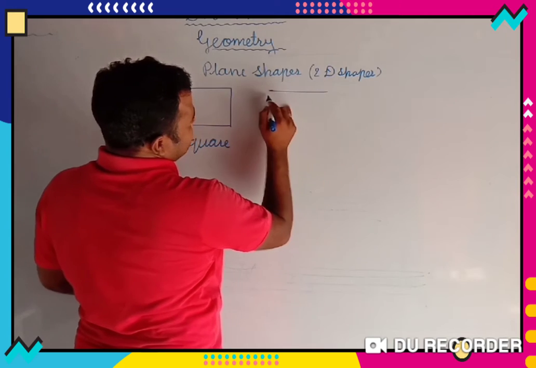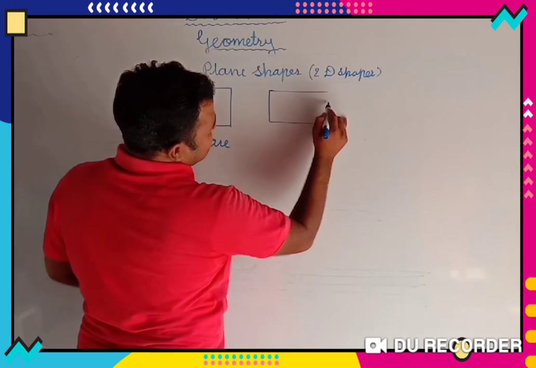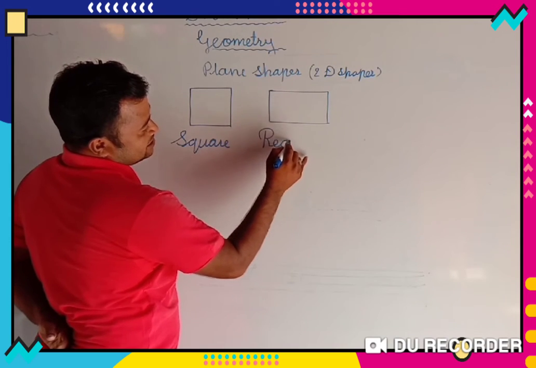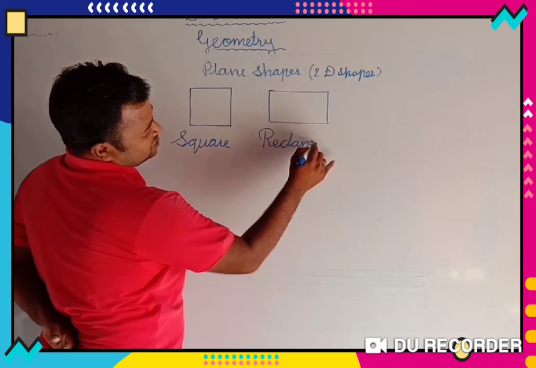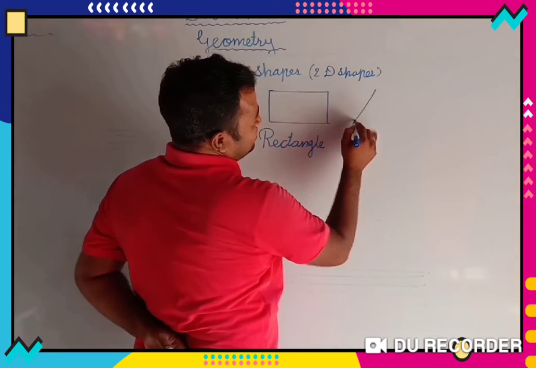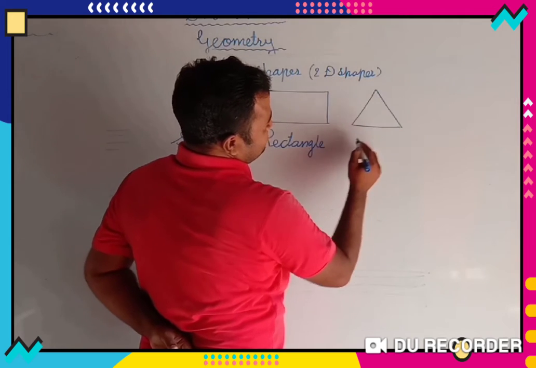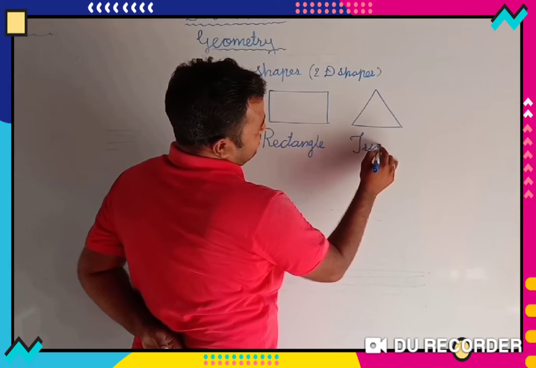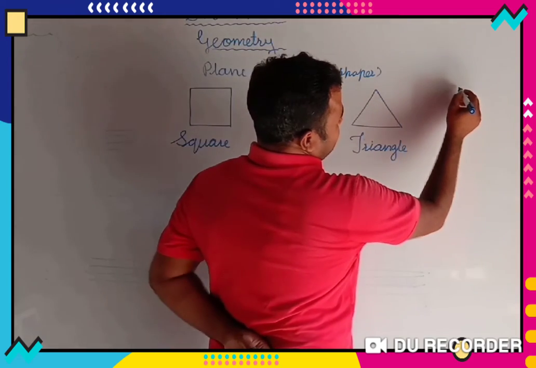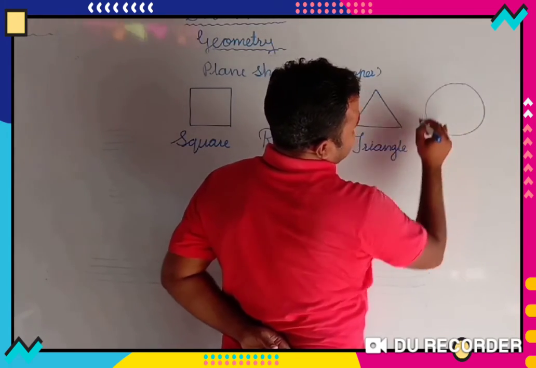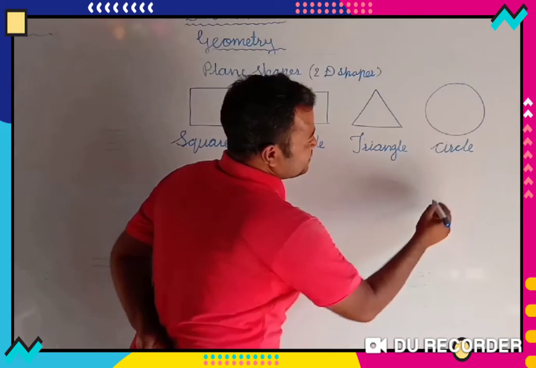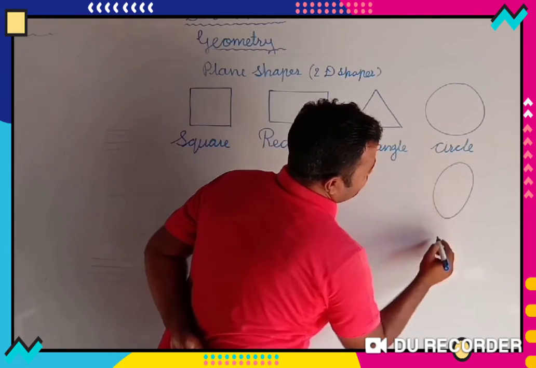And then we studied another figure, that is a rectangle. Then we also studied about triangle, then circle, and oval.